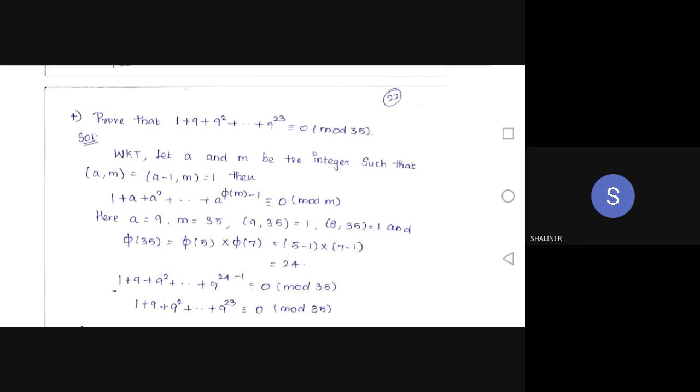So this was proved by using the corollary. What is the meaning of this linear congruence? It means that when the summation 1 plus 9 square plus up to 9 power 23 is divided by the mod value 35, you get the remainder 0. That is the meaning of this linear congruence.